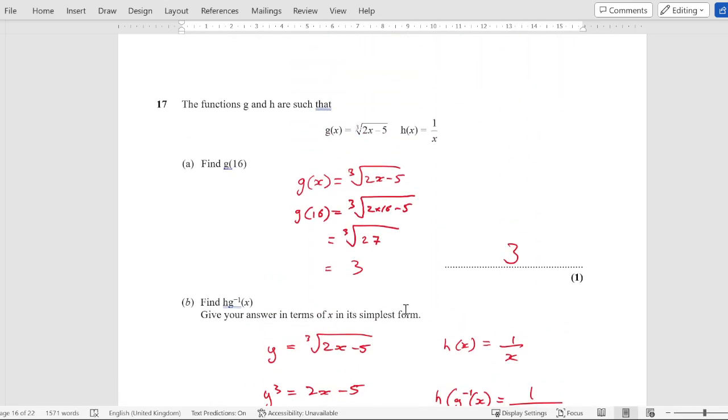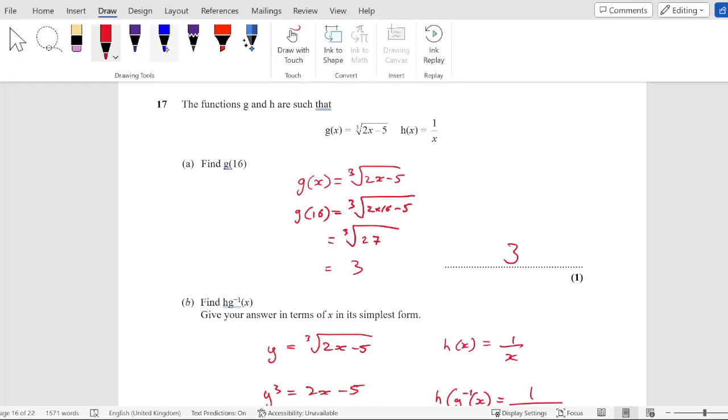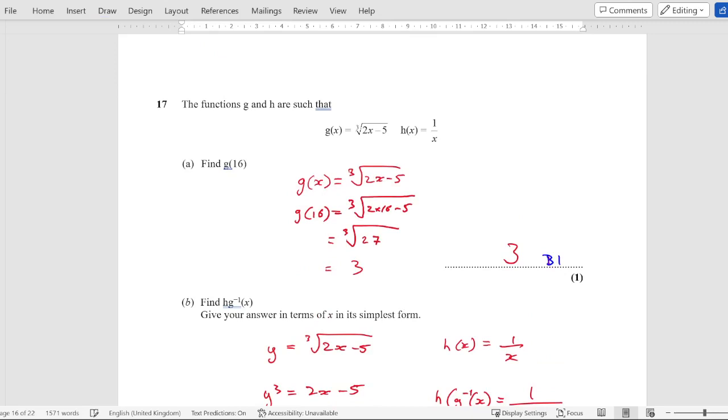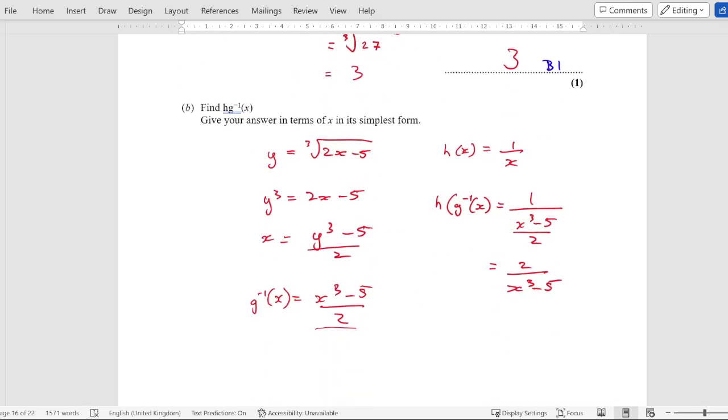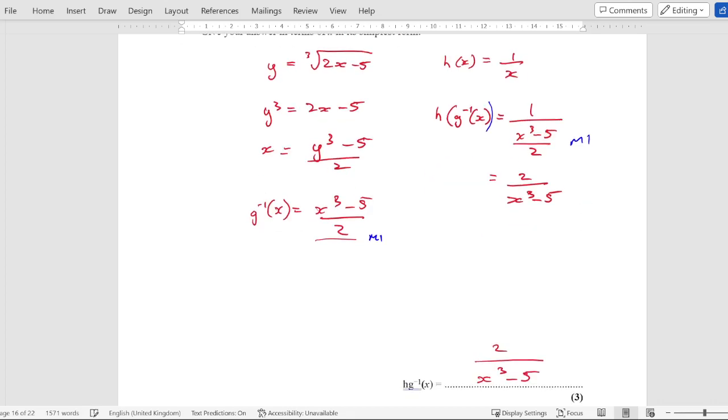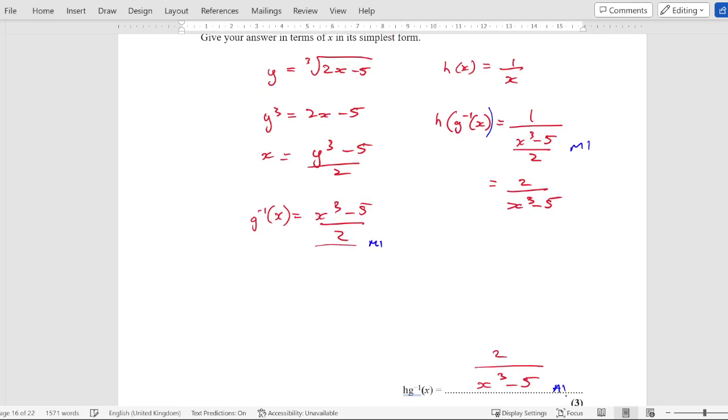So we'll go to the mark scheme and back to part A. For part A, it is just a B1 mark for 3. So B1. For part B, M1 is given for the method to find an expression for g to the minus 1 of x. I thought that was the majority of the question. So M1 there, and M1 given to find an expression for h of g to the minus 1 of x. I missed that bracket there, but we've got M1 there, and then an A1 for my answer.